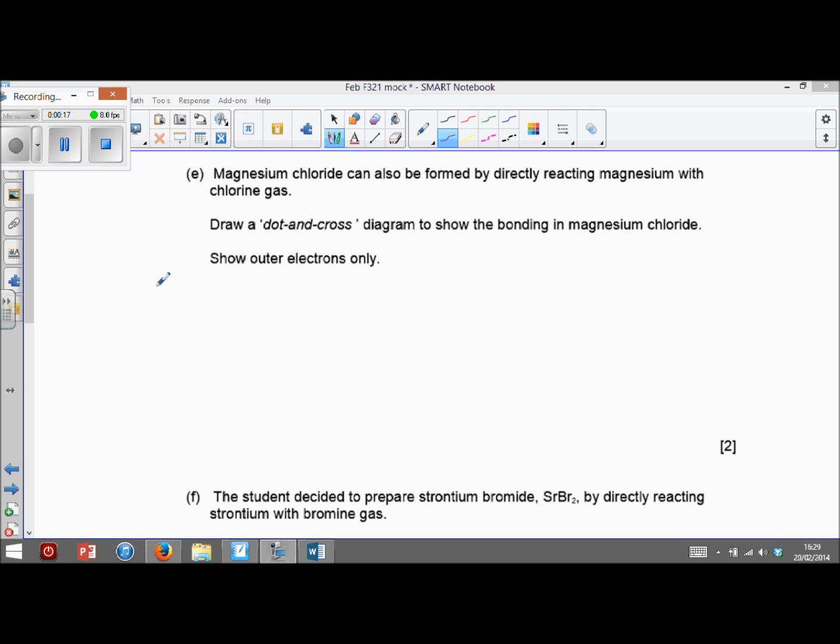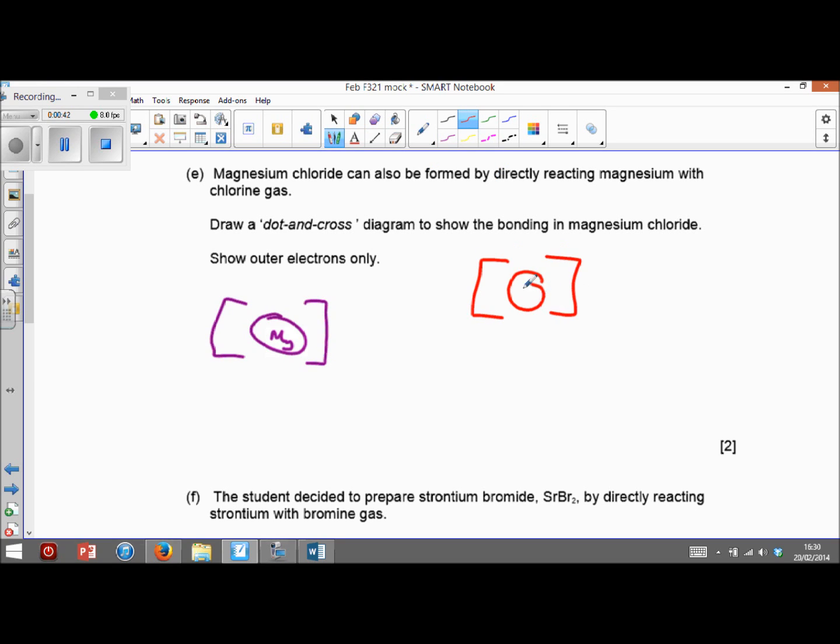Remember, if you look at the electronegativity difference between magnesium and chlorine, there are 2 extremes, they're on opposite ends of the periodic table. So it's got to be not metallic bonding, sorry, ionic bonding. And we know that we've got 1 magnesium to every 2 chlorines.